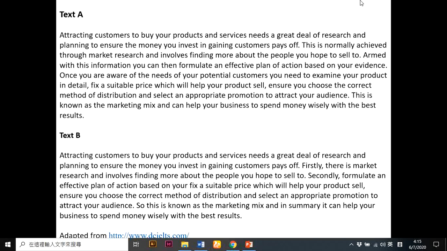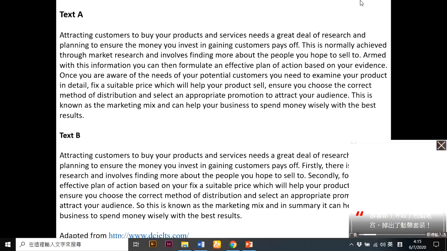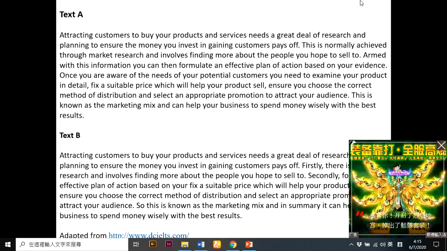In text A, much of the cohesion comes from the use of the word this. This is normally achieved, armed with this information, and this is known as the marketing mix. This is enough to guide the reader of the text in a very effective way. The writer of text A also uses vocabulary effectively to achieve cohesion. This is called lexical cohesion, and we're going to look at some examples of this now.